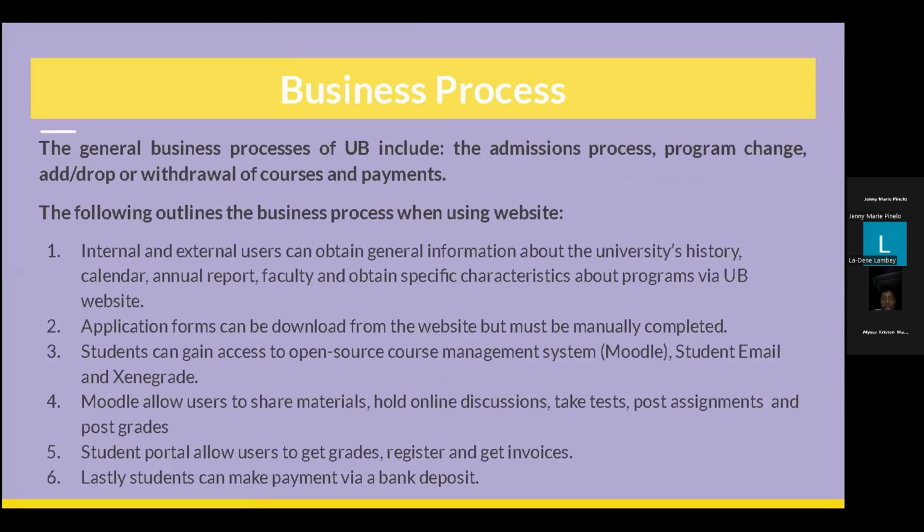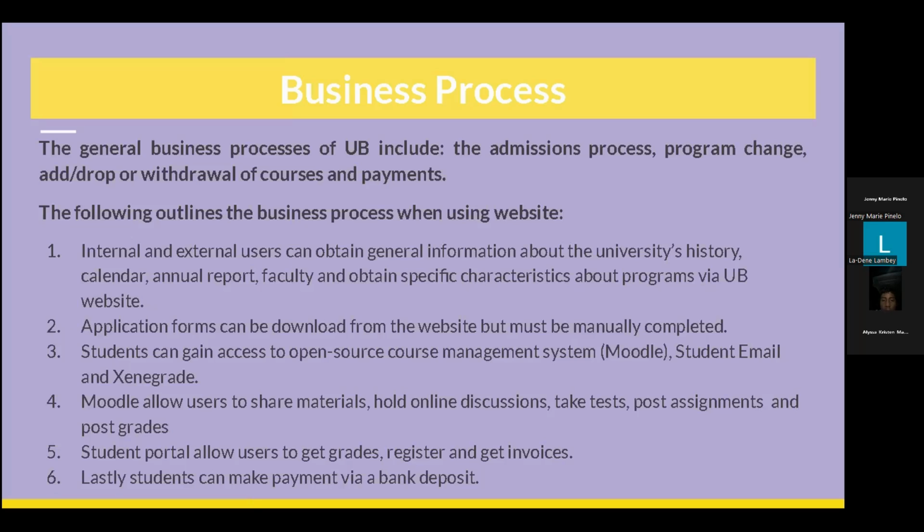Okay, so the business process. The general business process of UB includes the admissions process, program change, drop or withdrawal of courses, and payments. The following outlines the business process when using the website. Number 1, internal and external users can obtain general information about the university's history, calendar, annual report, faculty, and obtain specific characteristics about programs via the UB website. 2, application forms can be downloaded from the website but must be manually completed.